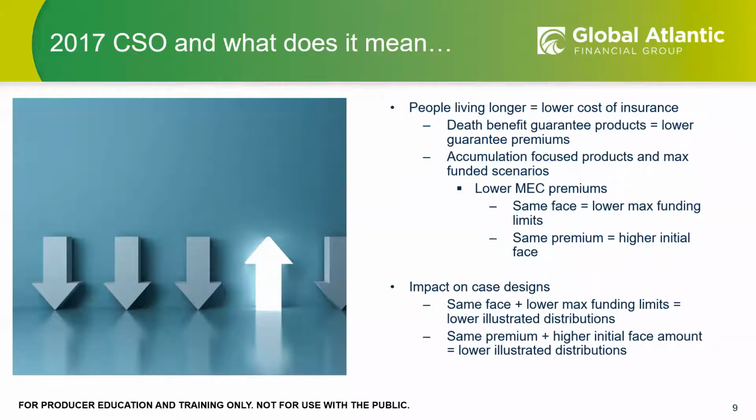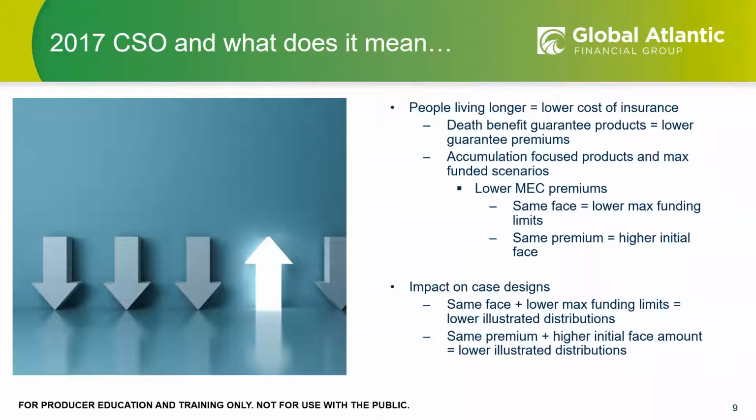So the impact that this had on case designs was the same face amount equal to lower max funding limit, which showed lower illustrated distributions. So if the carrier did nothing to their product, if the only thing they did was update the mortality table in the product, they would show lower illustrated distributions just because you can't put as much money into the contract for the same face amount.